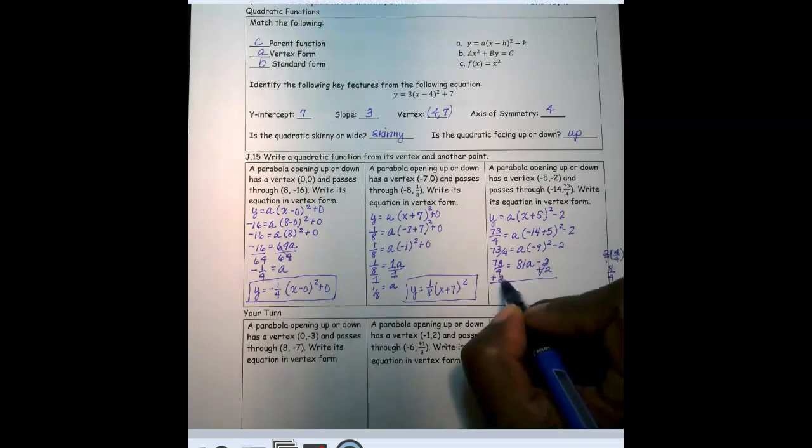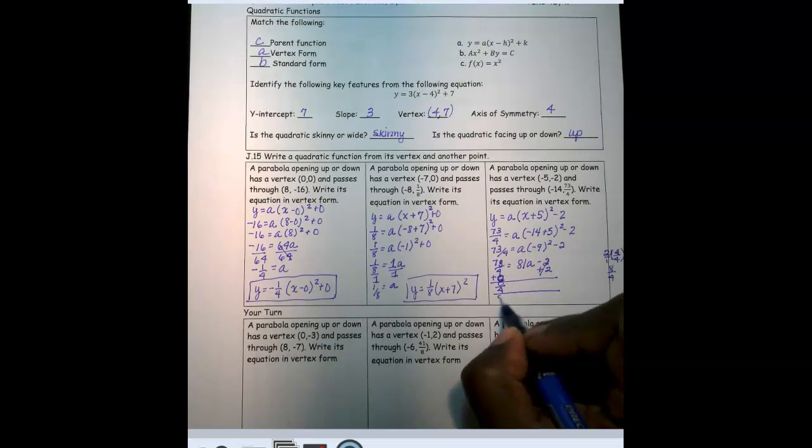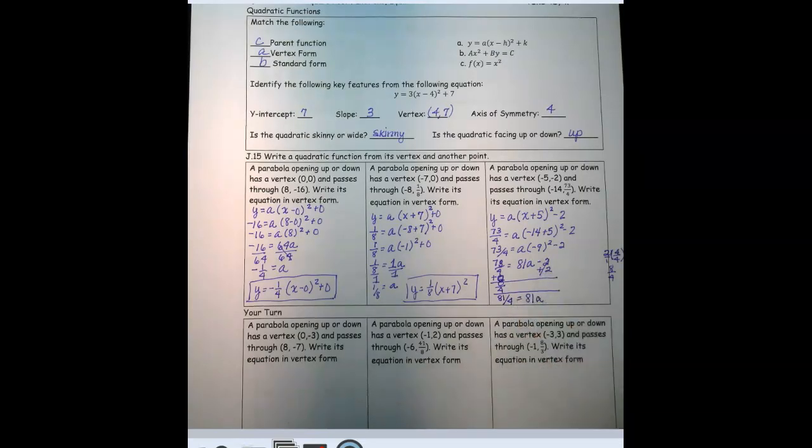So I know my denominator has to be 4. In order to get my denominator to be 4, I'm going to multiply by 4 over 4. So this is 2 over 1, that gives me 8 over 4. So now I can go ahead and add 8 over 4, and that gives me 81/4 is equal to 81 times a.